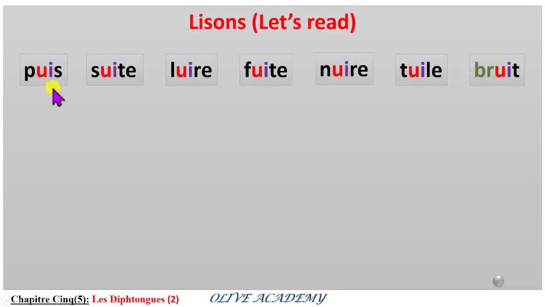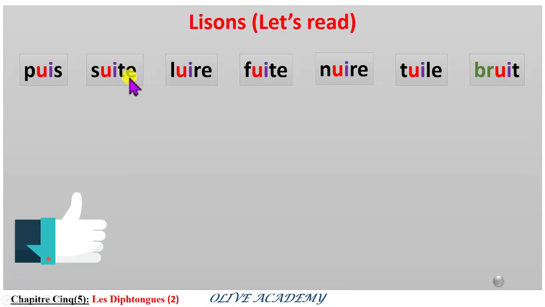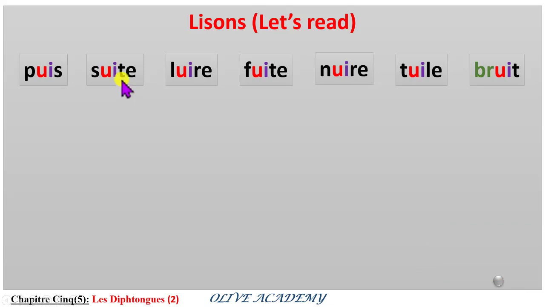Liaison. We have learned that a consonant does not sound at the end of a word, with the exception of some few words that we have seen. So, puis, suite. E does not sound at the end of a word. In fact, mostly E does not sound in the word unless it has an accent. So when it is at the end of a word, it helps the previous consonant to sound. Before the E sound, it must have an accent.